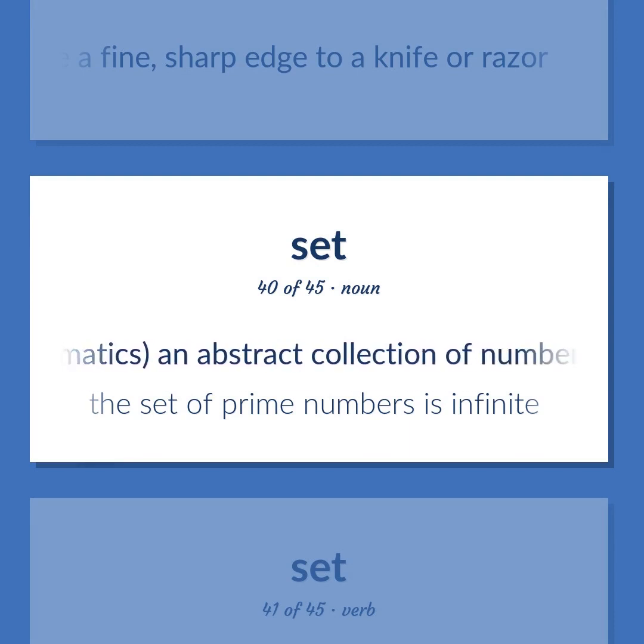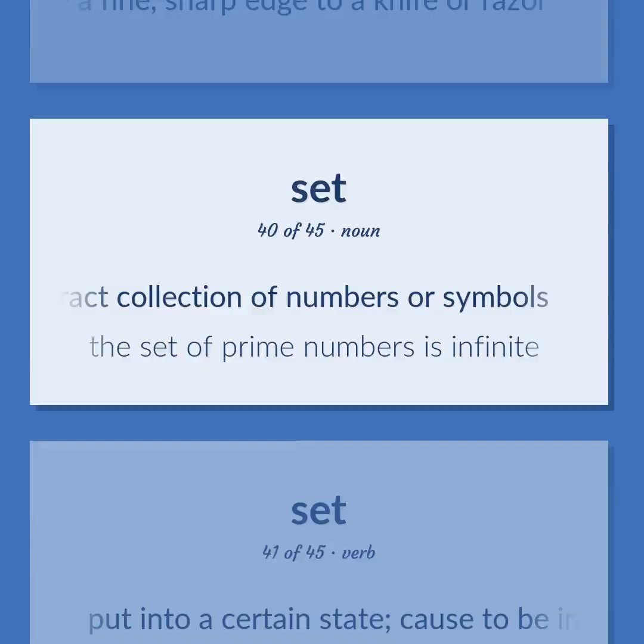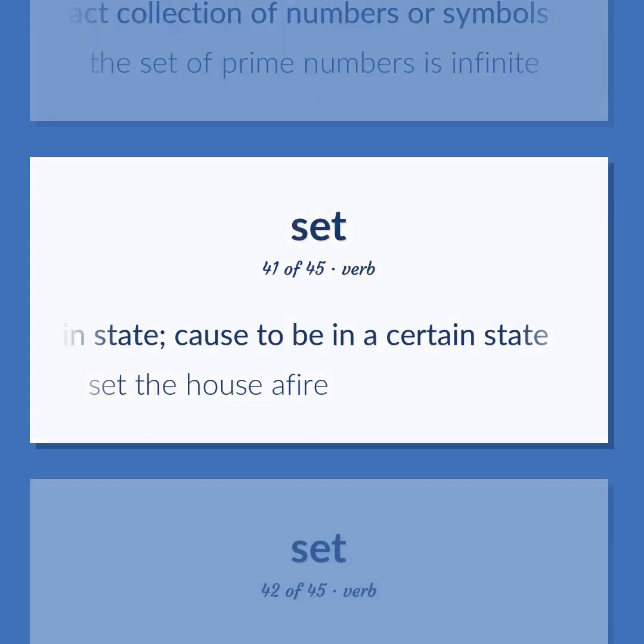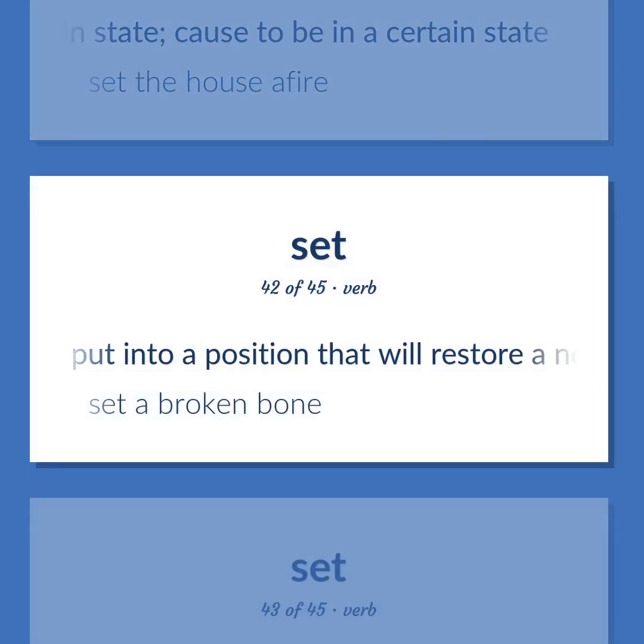Mathematics, an abstract collection of numbers or symbols. The set of prime numbers as infinite. Put into a certain state. Cause to be in a certain state. Set the house afire. Put into a position that will restore a normal state. Set a broken bone.